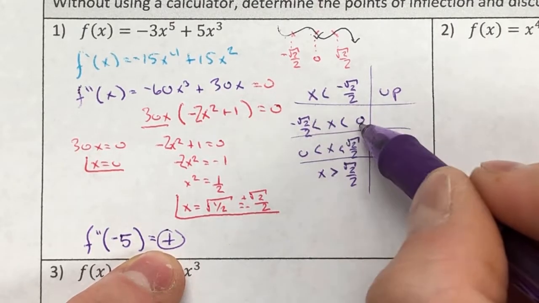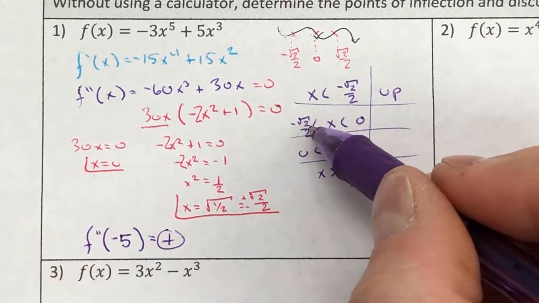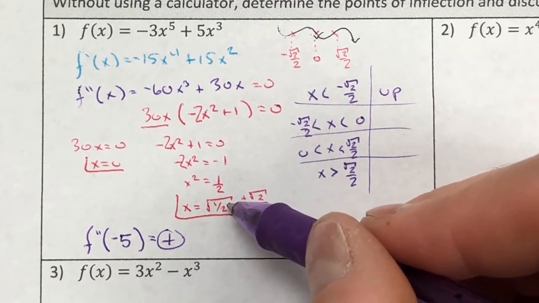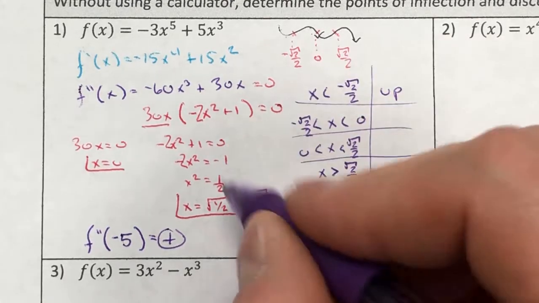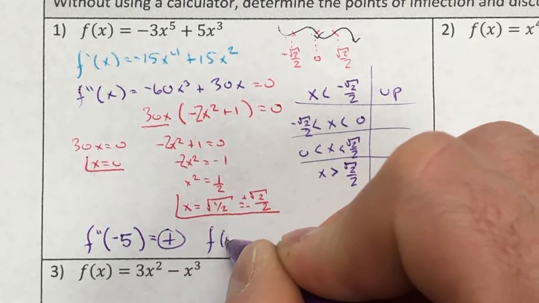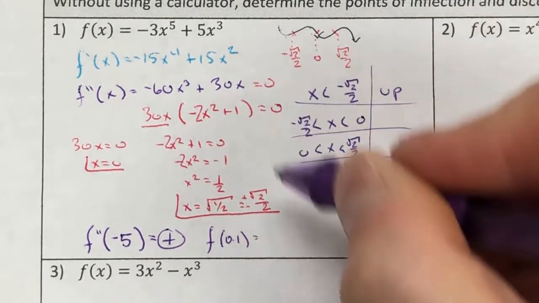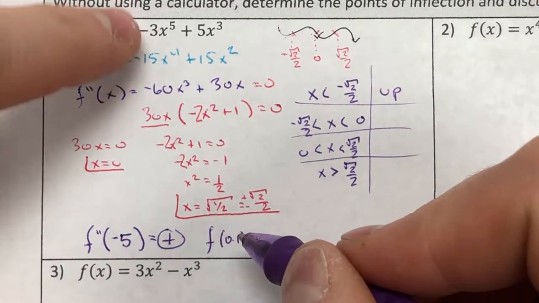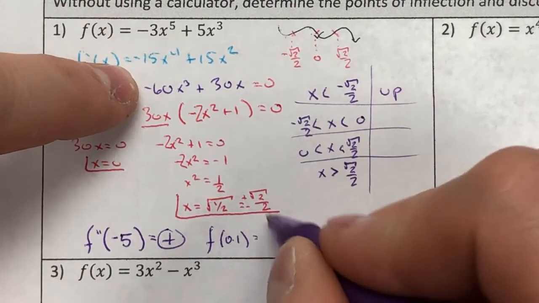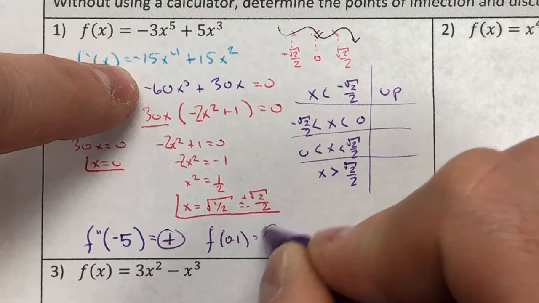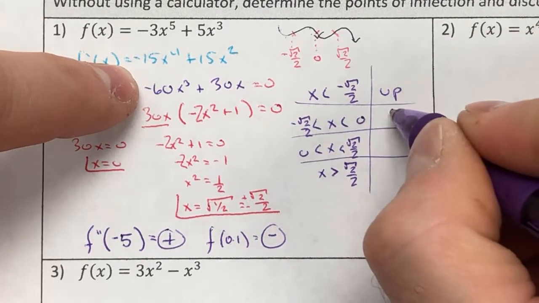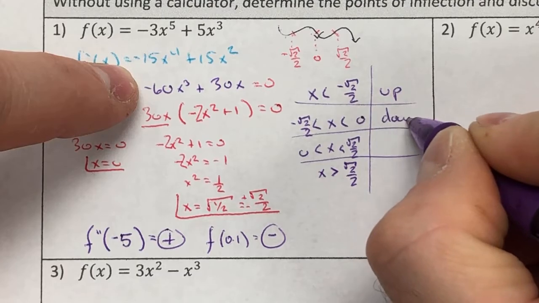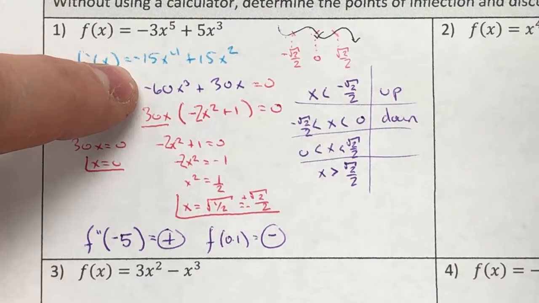If I plug in a number between here, now this is the square root of 2 over 2, so we're looking at something that's between 0 and that. So if I plugged in something like f of 0.1, and I actually did the math, what I'll end up getting after working this out is I will get a negative number. And so that negative number is going to give me a concave downward direction.